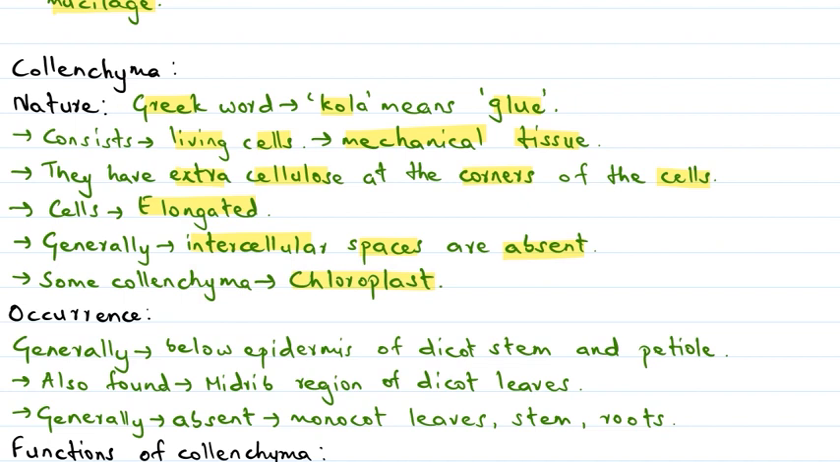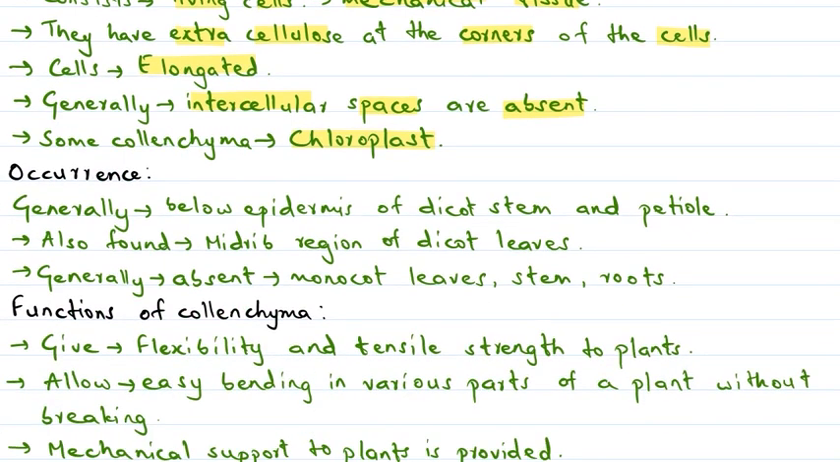Then we discussed the occurrence of Collenchyma. Generally, Collenchyma tissue is present below the epidermis of dicot stem and in petiole, and it is also found in the midrib region of dicot leaves, but generally it is absent in monocot leaves, stem and roots.